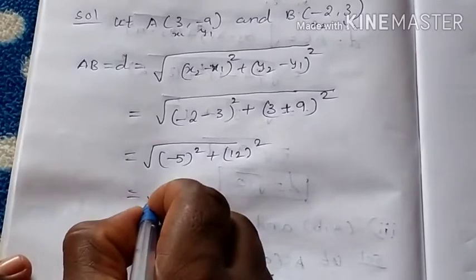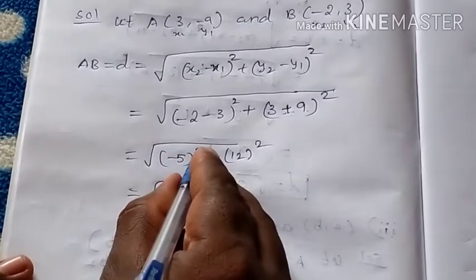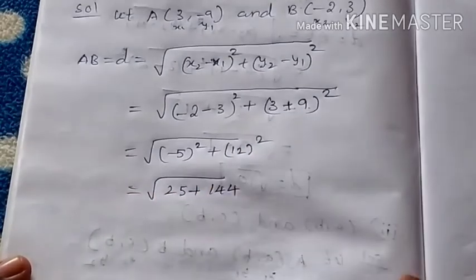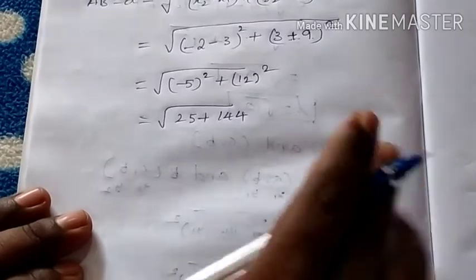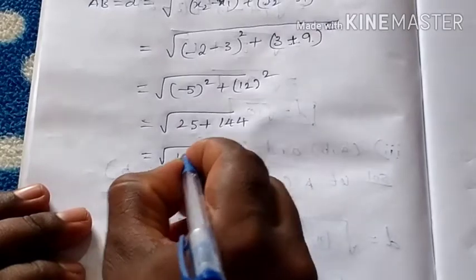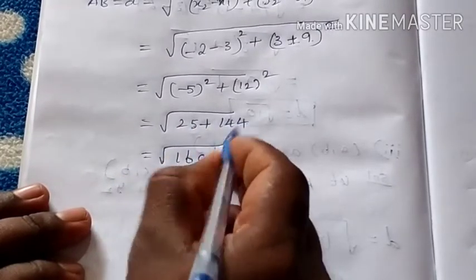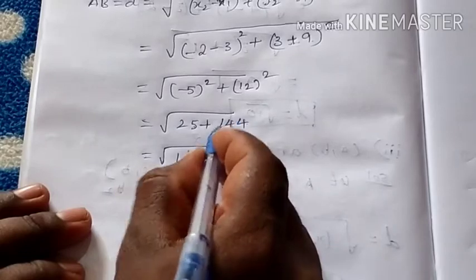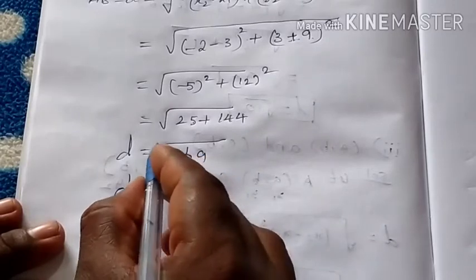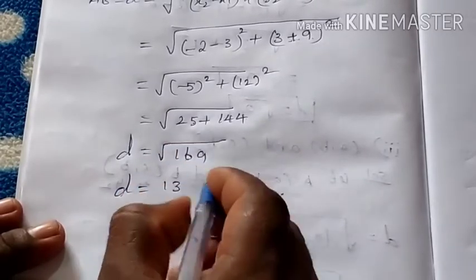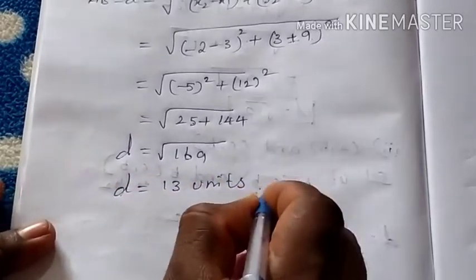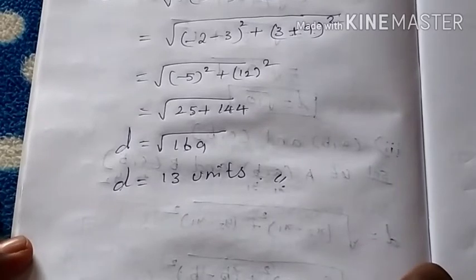Which is equal to the square root of 5 minus power even number is plus, so 5 squared is 25 plus 12 squared is 144, because 12 12s are 144. Which is equal to the square root of the sum of these two values, 169. This is for d. Then d is equal to the square root of 169, which is 13, because 13 13s are 169. Units. That's all your answer. Have you understood?